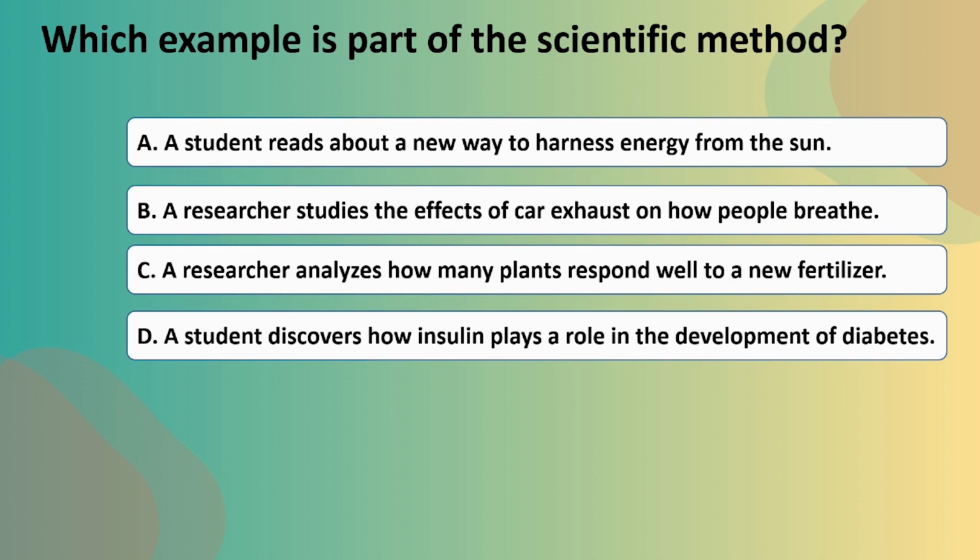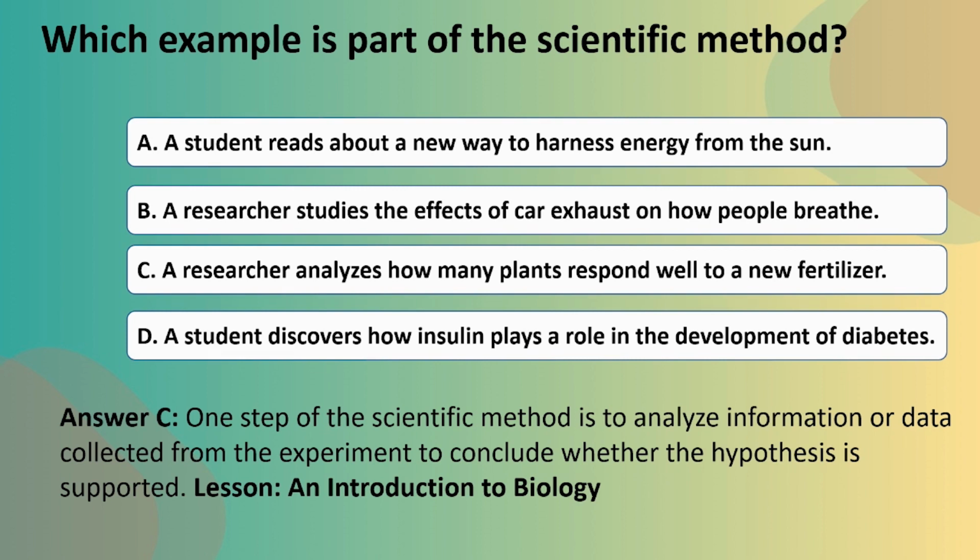Answer option C, a researcher analyzes how many plants respond well to a new fertilizer. And why is that? Well, that's because one of the steps that I identified is that you have to analyze information or data collected from the experiment to conclude whether the hypothesis is supported.